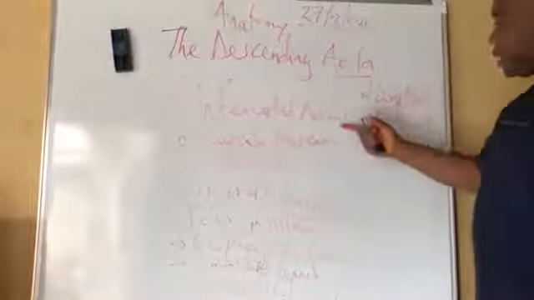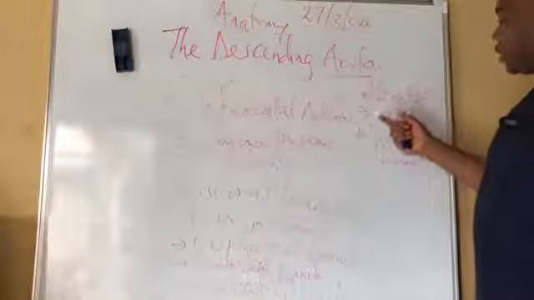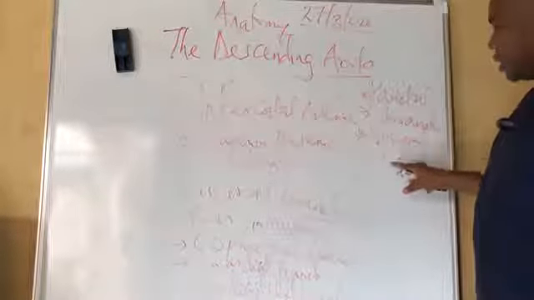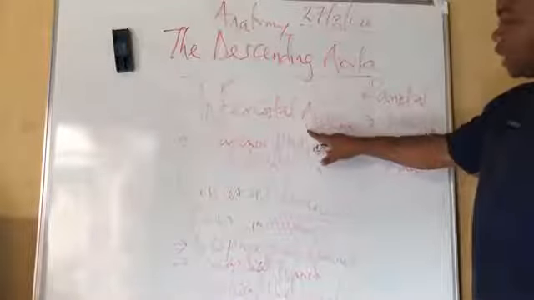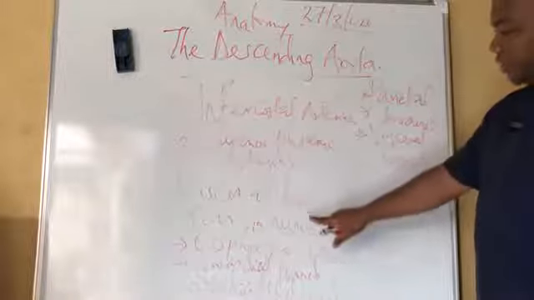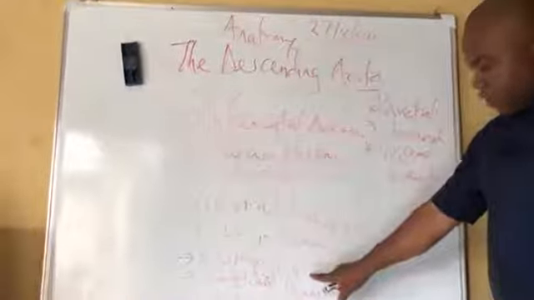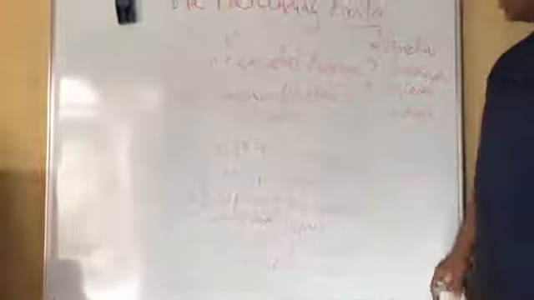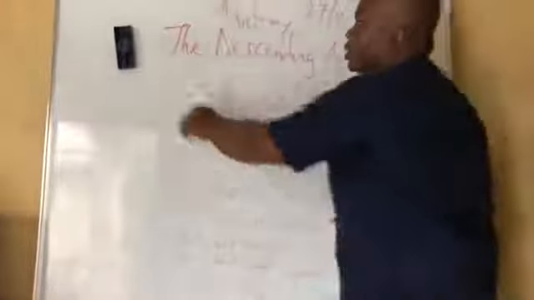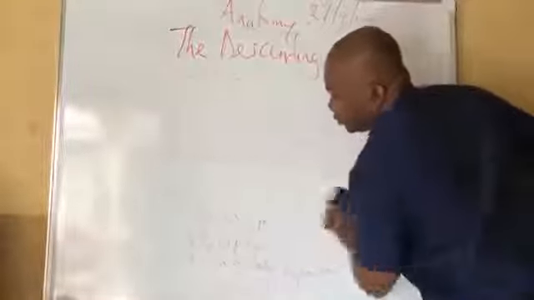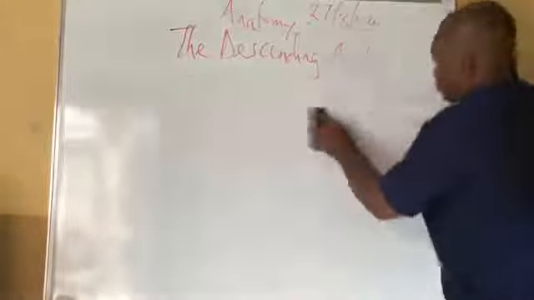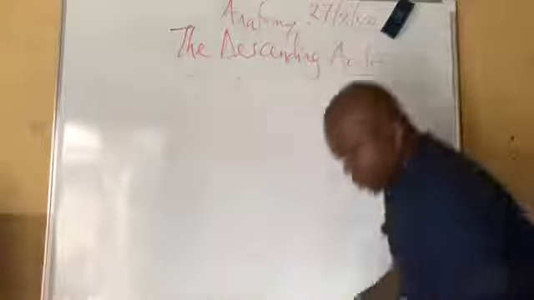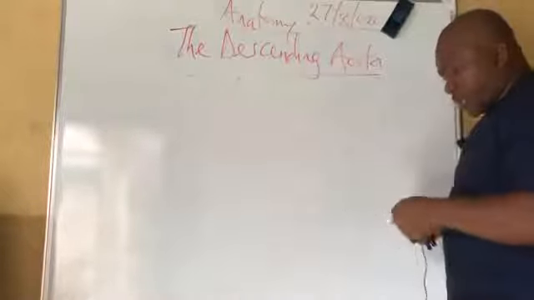So as I said before, we have two principal branches of the thoracic aorta: the parietal branch and the visceral branch. The parietal branches are the intercostal arteries and the superior phrenic arteries. The visceral branches are four: the esophageal, pericardial, mediastinal, and bronchial branches. Then we now move to the abdominal aorta.